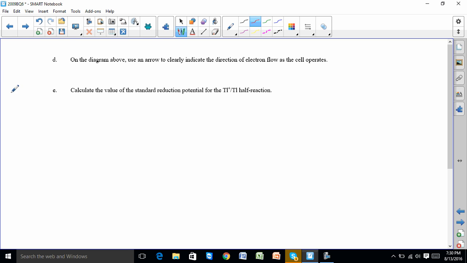Calculate the standard reduction potential. So this is kind of interesting. We know that the E of the cell is the E of the reduction plus the E of the oxidation. And what's interesting about this problem is this is not on the list that they got on the AP exam.